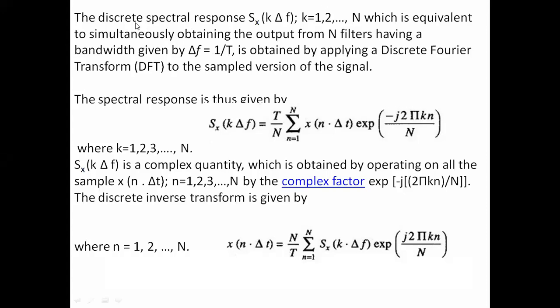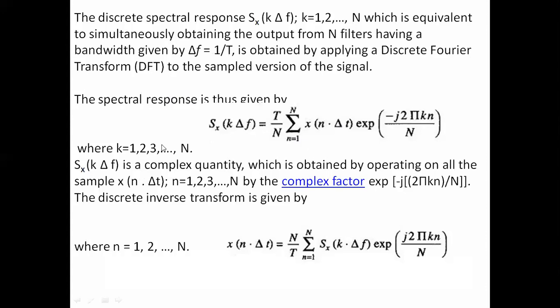Here we have a discrete spectral response, which is equivalent to simultaneously obtaining the output from n filters having a bandwidth of delta f equal to 1/T, obtained by applying the discrete Fourier transform to the sampled version of the signal. First, we convert the given input signal into the corresponding samples. After that, it is applied to the discrete Fourier transform, so we get the spectral response by using this equation.